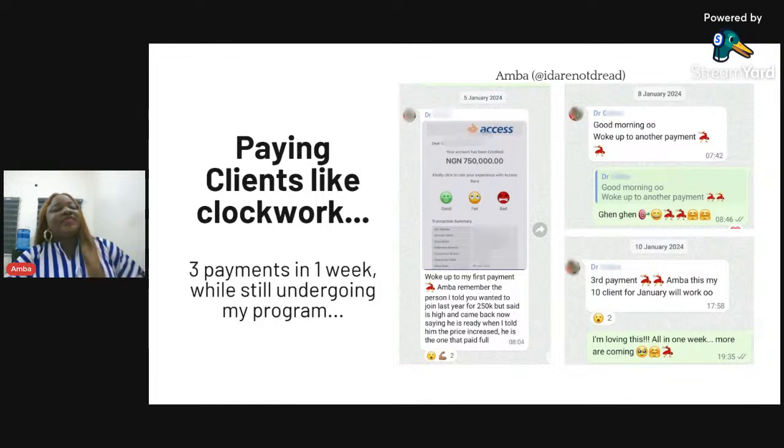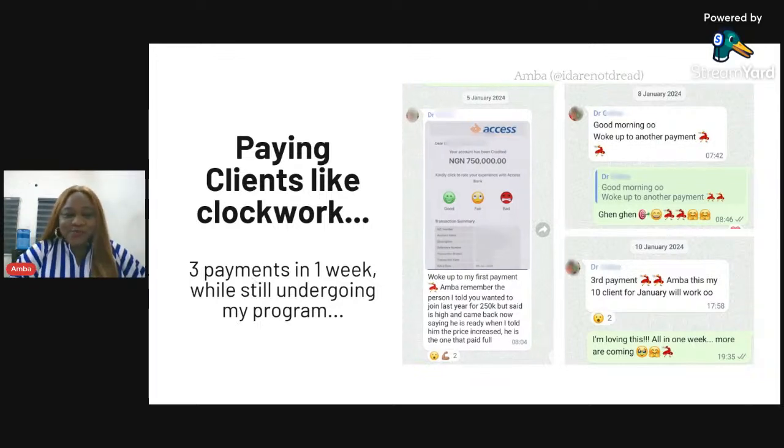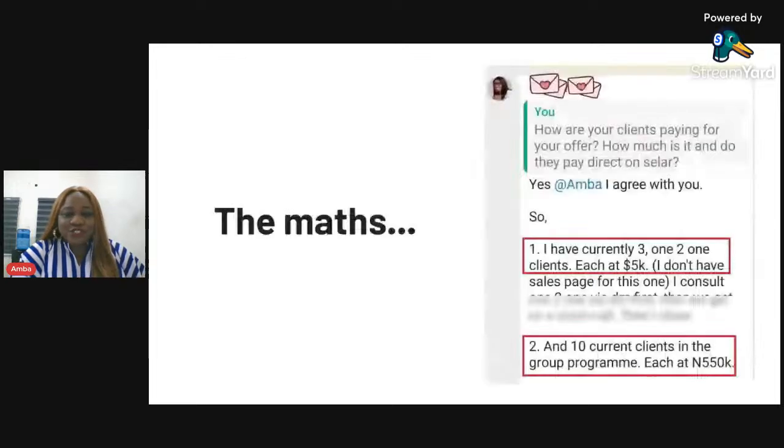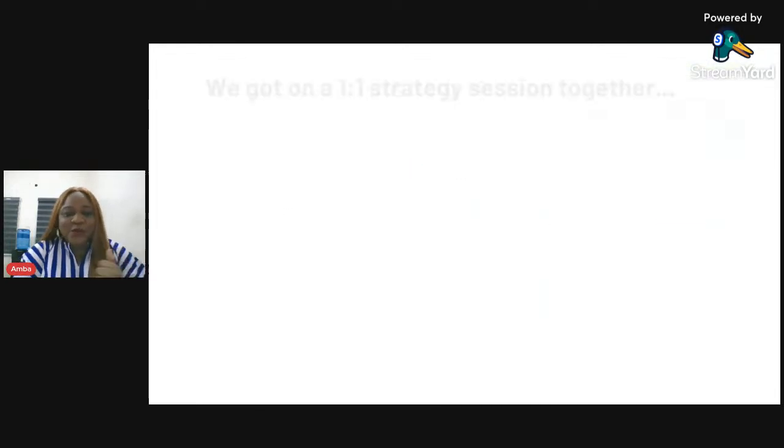All right, so these are a few screenshots of clients I've worked with. We'll tell a bit more stories about them when we move on. This is a client who, in 1 week, was able to get 3 payments. People paying her 750K per person for her offer. I'll tell you a bit more as we move on. And a bit more screenshots. This is another person's story. I'll tell you a bit more as we go on.